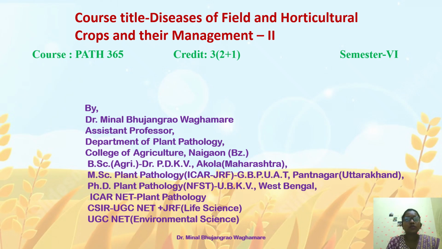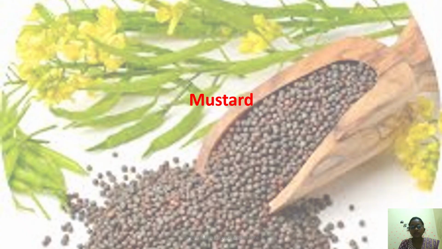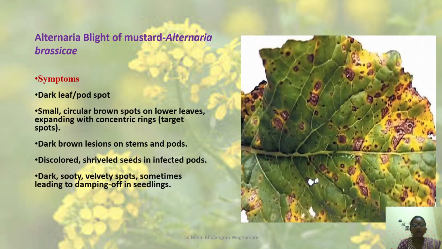In the series of diseases of field and horticulture crops and their management, we are going to see our next crop, that is mustard crop. Coming to the first disease of mustard, a very important disease, that is Alternaria Blight of mustard.